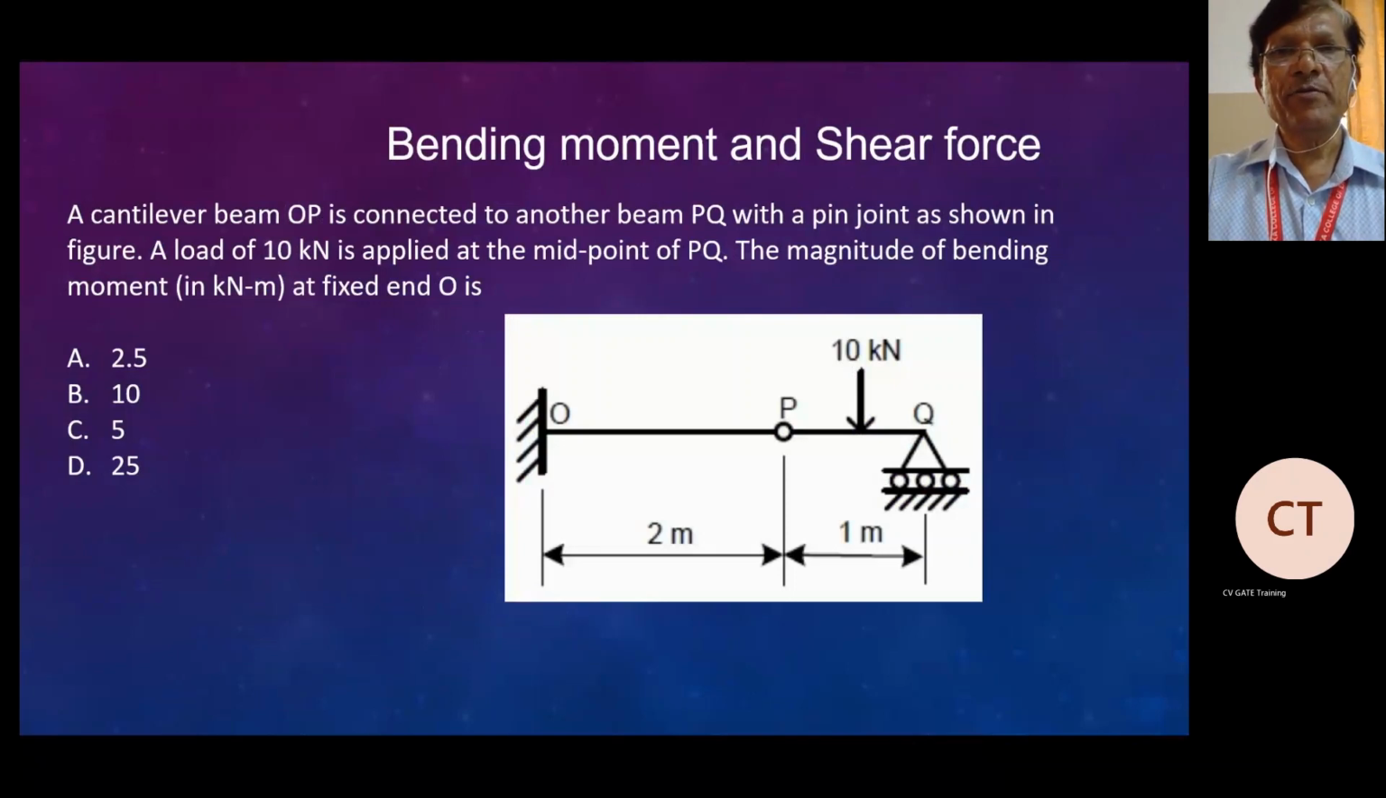So the cantilever beam shown here, OP, is connected by another beam PQ. We want to calculate, as shown in the figure, the load acting at P. It is not transferring here, so you have to calculate the reaction. Whatever reaction comes, you take this one as a cantilever. So we will be getting the bending moment at P. Okay. So it will be 10.